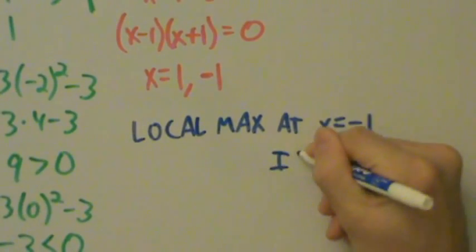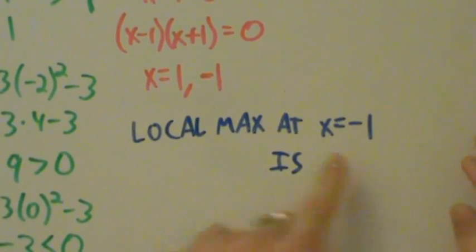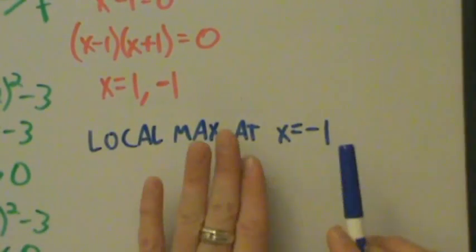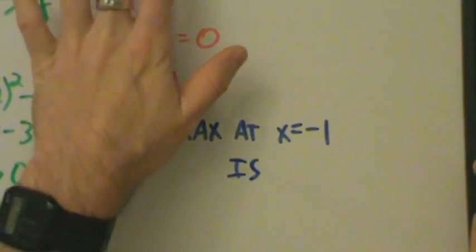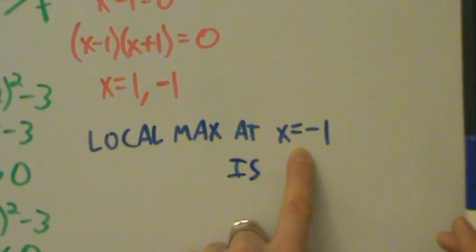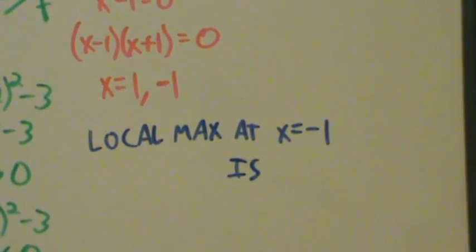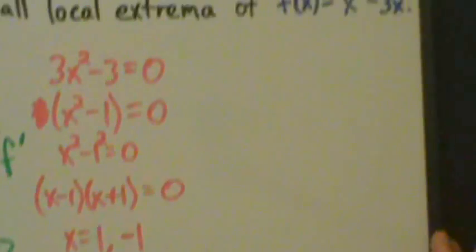What is it? Well, if we want to find what it is, then we have to take negative 1 and put it back into the original function. So be very careful with that. Put it back into the original function, not back into the derivative. It's a common mistake that happens every now and then. So don't put this back in the derivative. This is the critical point, so we know the derivative is 0, but we want to know what is the local max? What is the actual value? And the value is given by the original function.